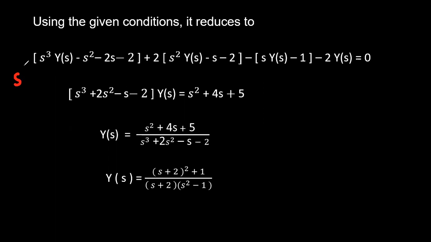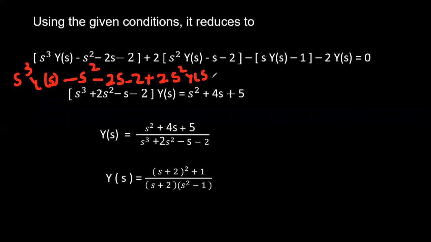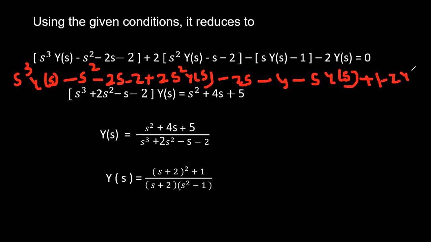So now this can be simplified as s cube into y of s, next minus s square minus 2s minus 2. Now this plus 2 will be multiplied with this internal term. You will get plus 2 into s square y of s, then minus 2 into minus 2s gives plus 2s, and minus 2 into minus 2 gives 4. Next is this term, minus s into y of s, and minus into minus gives plus 1, minus 2 into y of s is equal to 0.